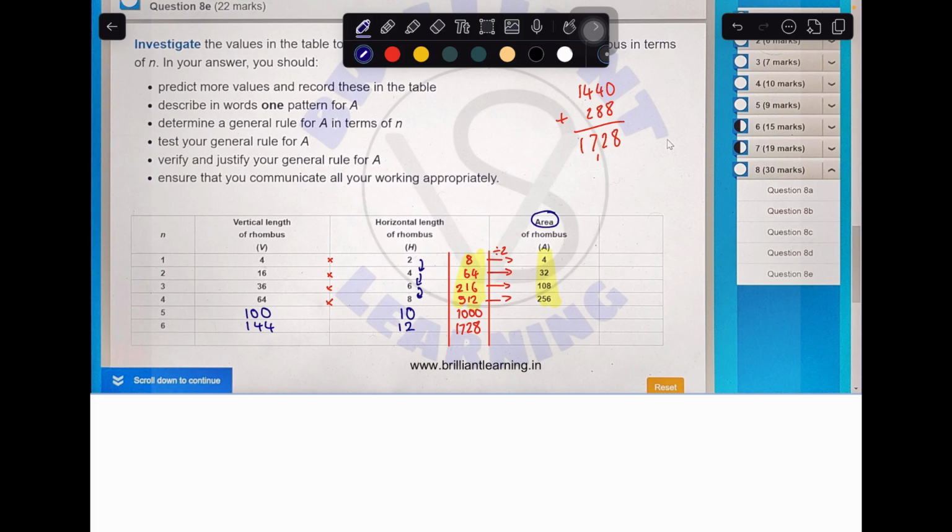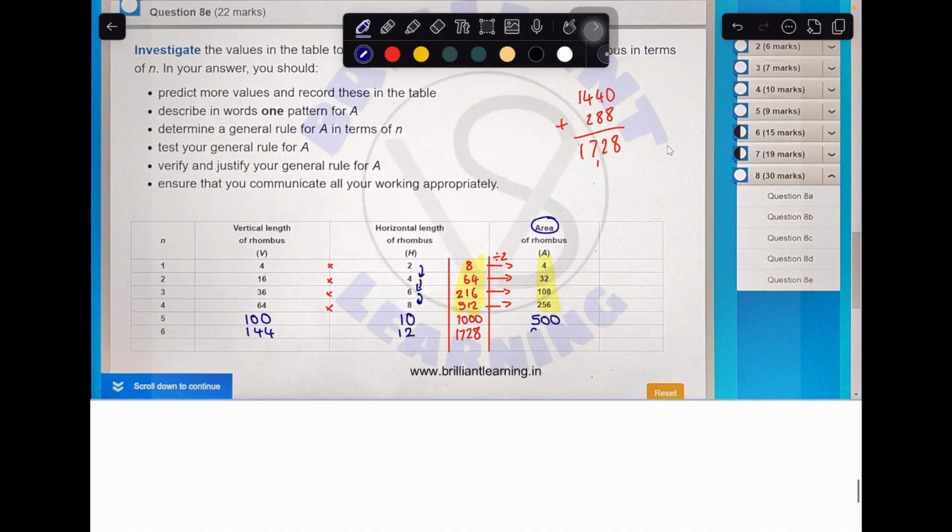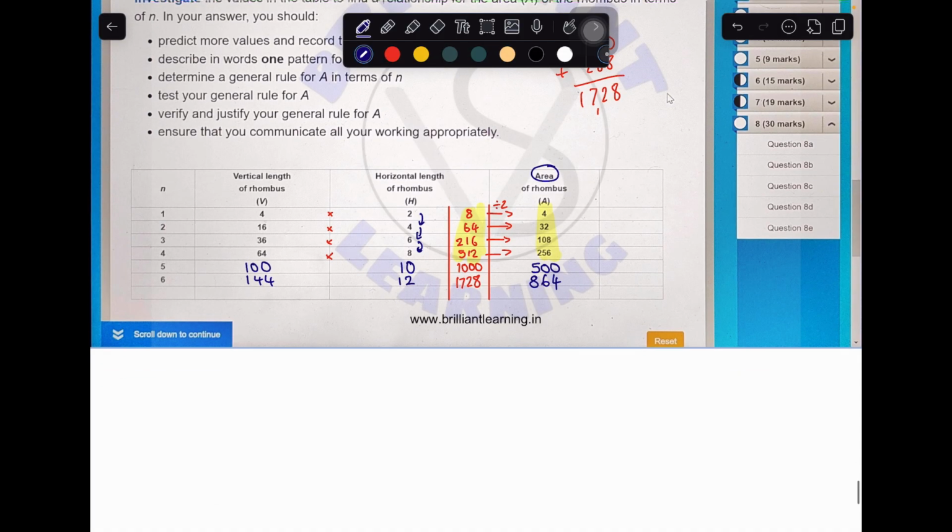Actually no, sorry, reverse. We'll do the first bullet point first and we'll complete the table. So I think I've found what I need to do to finish the area of the rhombus. So I'm going to write 500 here, which is half of 1,000. I'm then going to work out what half of 1,728 is. So I'm gonna have, say, 864. Okay, right, so that is part 1 done.